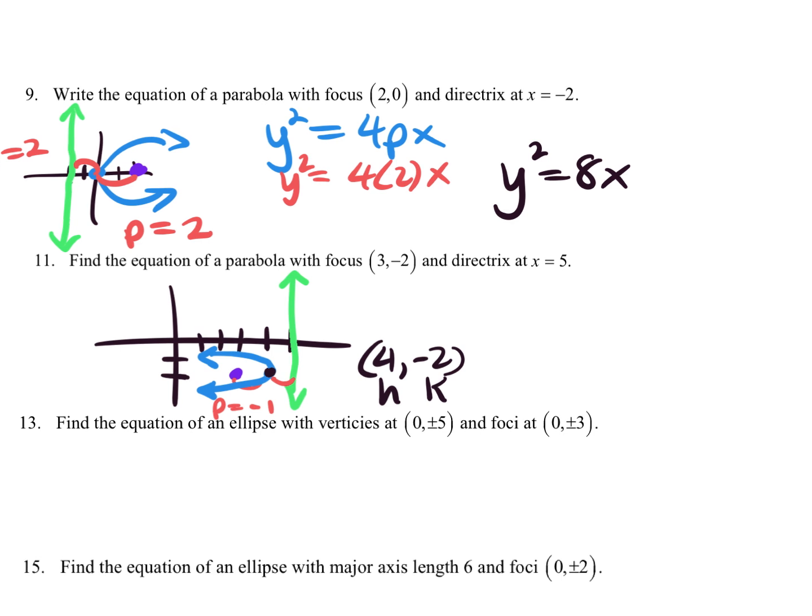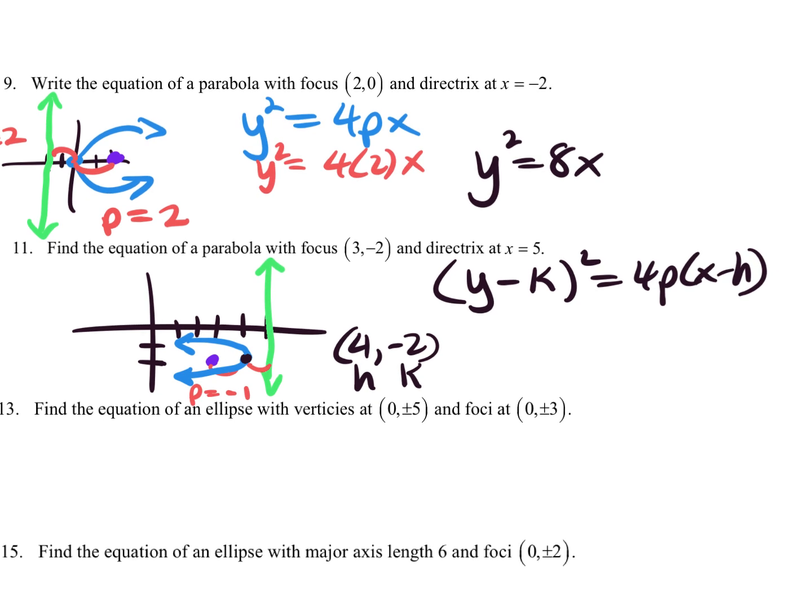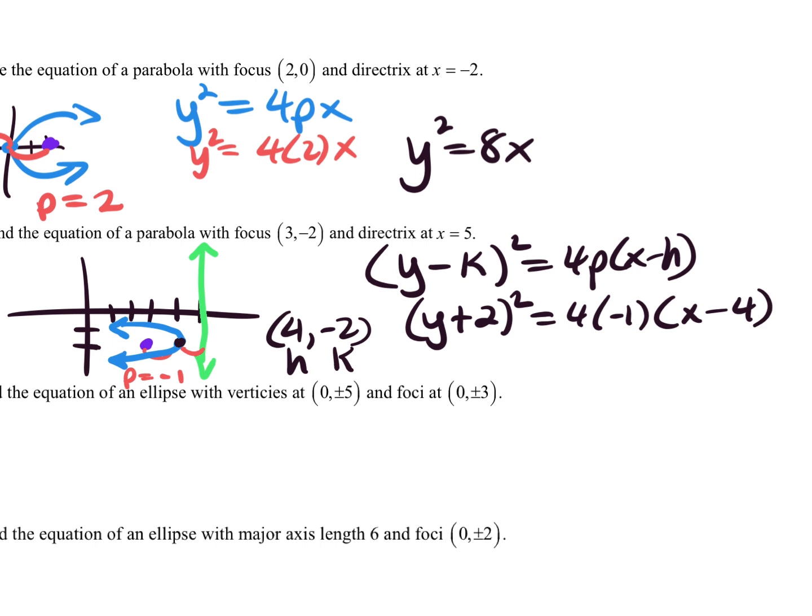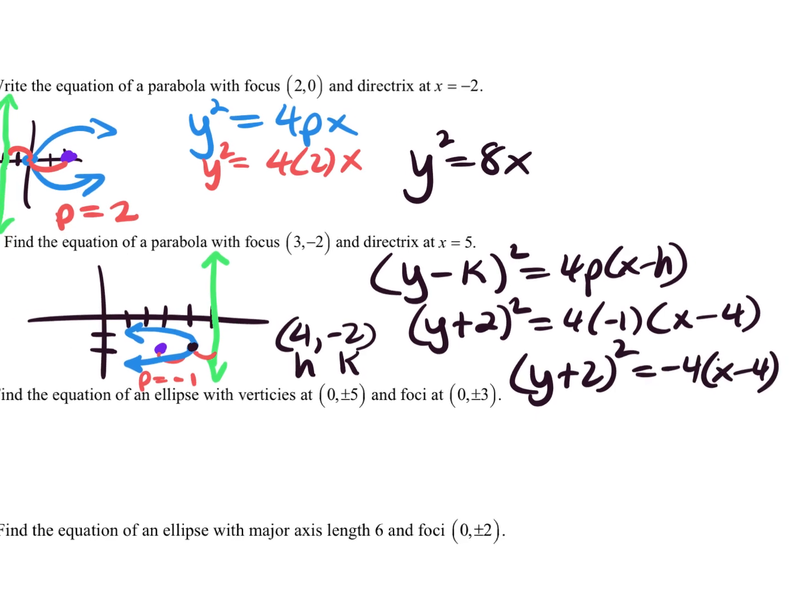So because it's the backwards C, it's the y² equation. Let's write down what we're filling in. So I'm filling in this equation. So let's fill it in. My k value was -2. So really what went in here, negative, negative, it turns positive. And then 4, my p value was -1. And then x minus 4. So all I have to do here is multiply that 4 and -1. And here's your equation. And you're done.